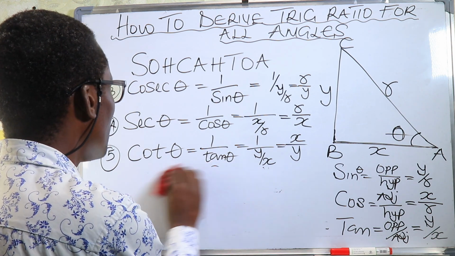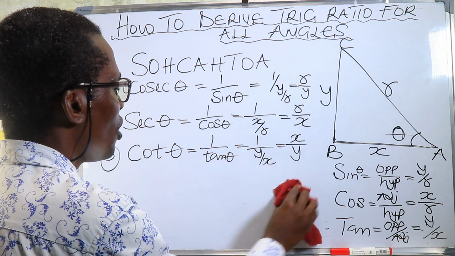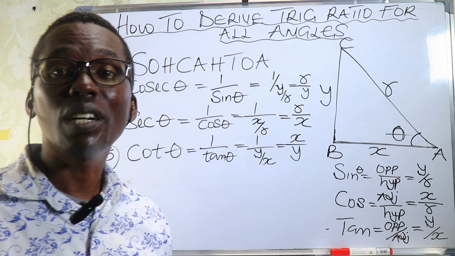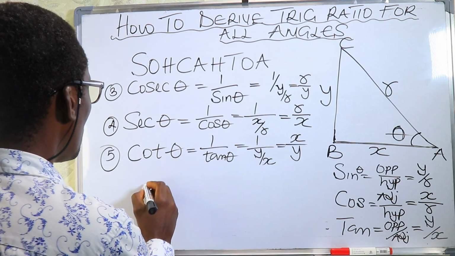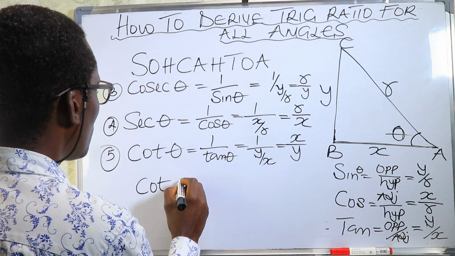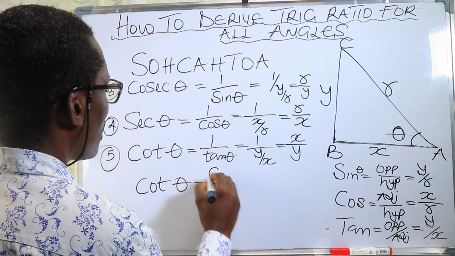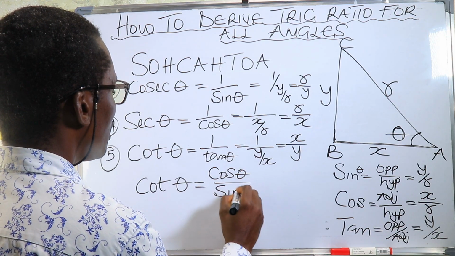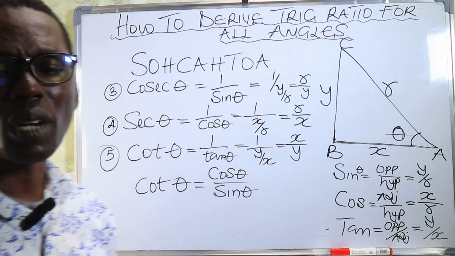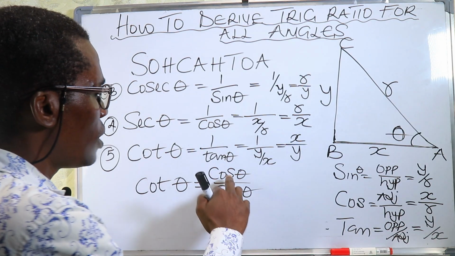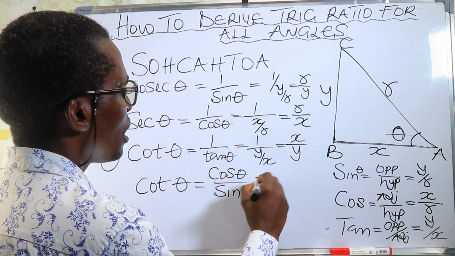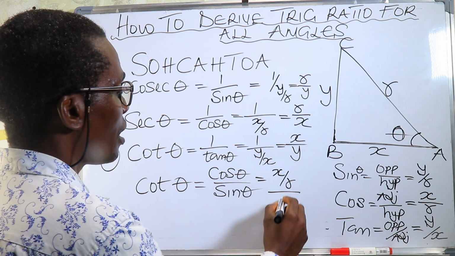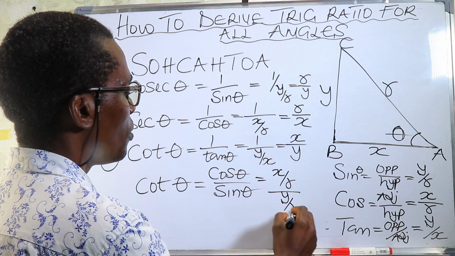Now they tell us say cot theta na cos theta all over sin theta. Now wetin dem call cot theta, make we find am out. This cot theta now, they say na cos theta divided by sin theta. Now how we want to prove that one say it dey true? Wetin be sin, cos theta? Cos theta na x all over r divided by sin theta na y all over r.